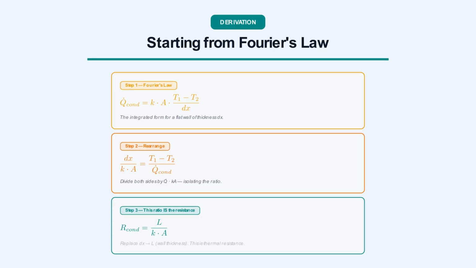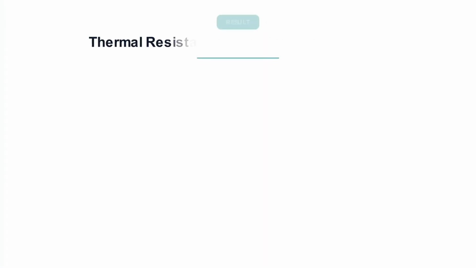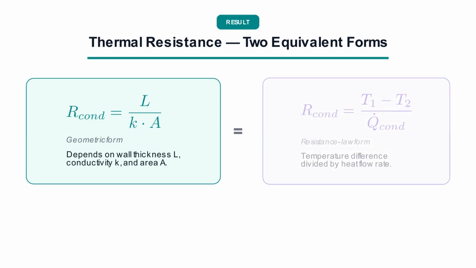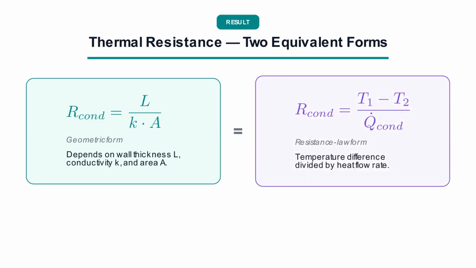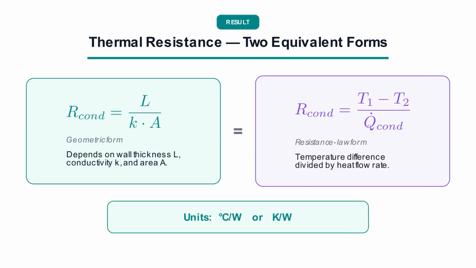This ratio, temperature difference divided by heat flow, is the thermal resistance, so R cond equals L divided by K times A. And equivalently, R cond equals T1 minus T2 divided by Q cond, where L is the thickness of the wall in meters, K is the thermal conductivity in watts per meter times degrees Celsius, and A is the cross-sectional area in meters squared. Units, degrees Celsius per watt or Kelvin per watt.